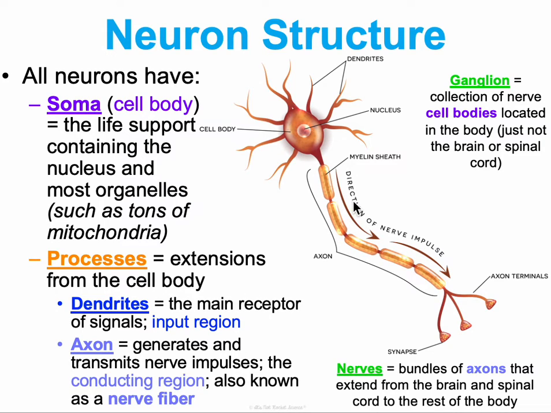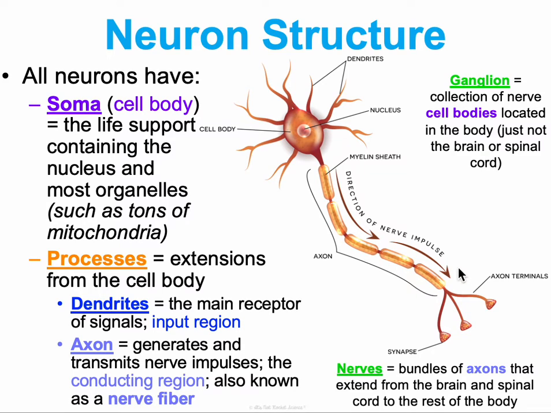The other main feature coming off the cell body is the axon, which is this whole structure right here. This is what actually generates and transmits the nerve impulses. Because of that, it can also be known as the conducting region, or it can be known as a nerve fiber. So it can be called axon, conducting region, or nerve fiber: three terms for one item. You can see here it says the direction of the nerve impulse. It's going to start up by the soma, come off the dendrites, and go down the axon.